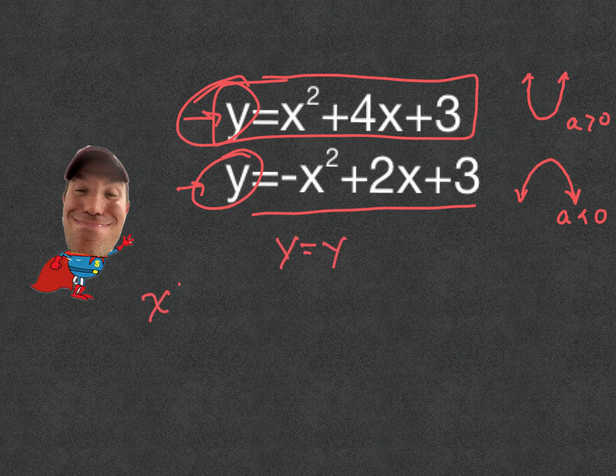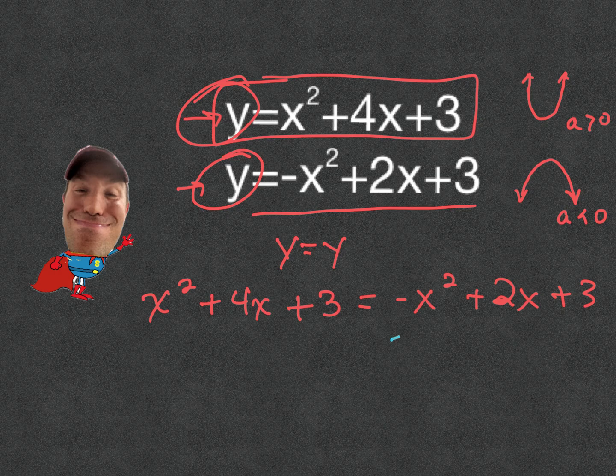So x squared plus 4x plus 3 is therefore equal to negative x squared plus 2x plus 3, since they're both y and both by themselves. That will help me to find x, because now there are no y's, there's one x. There's only one variable. One equation, one variable is my goal. One equation, one variable.